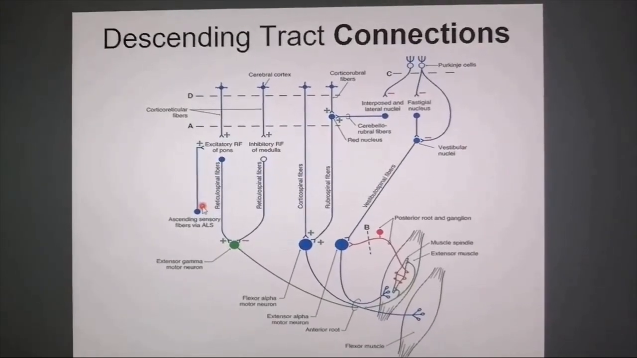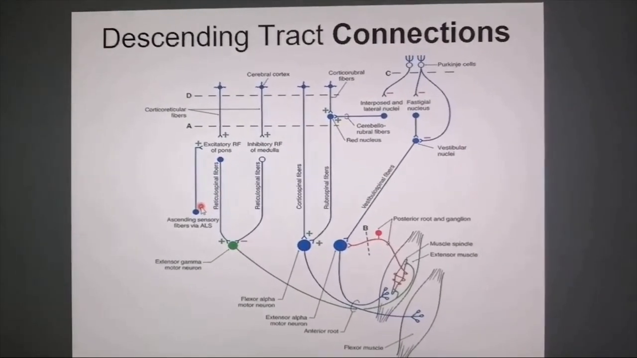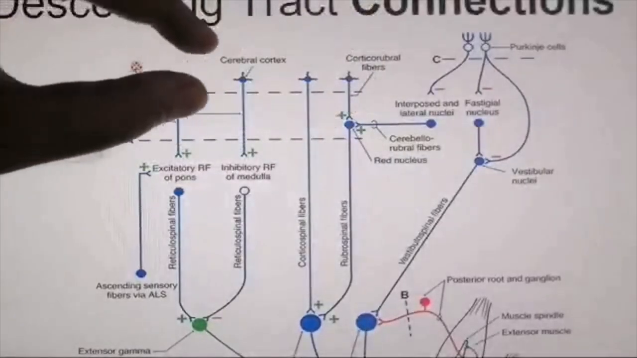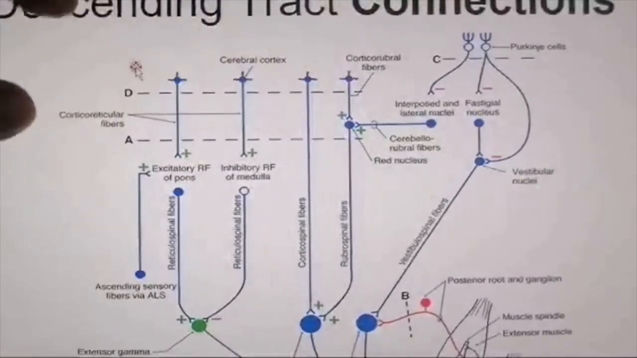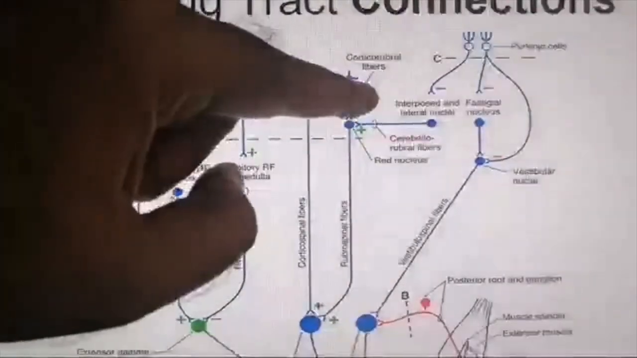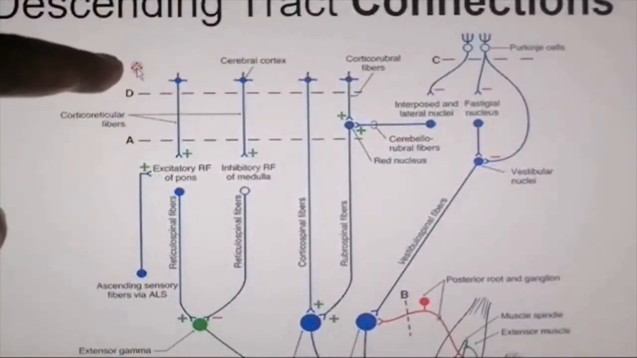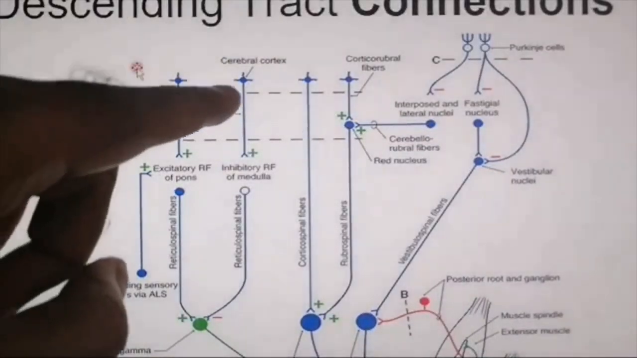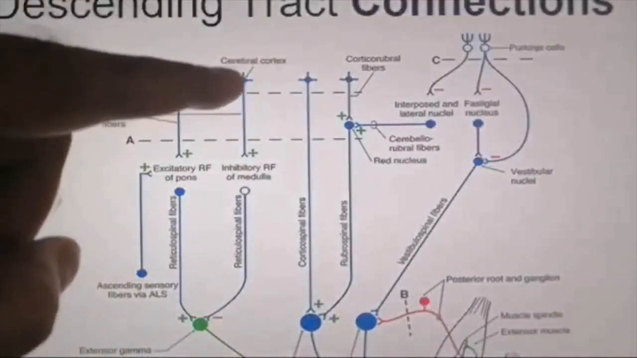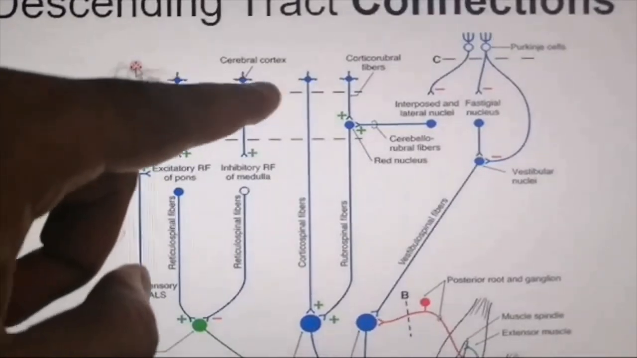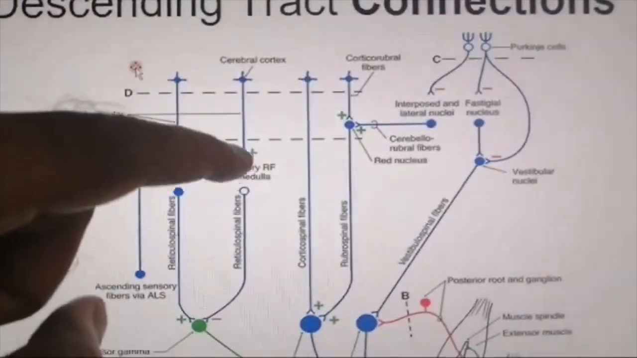This particular circuit diagram from Ganong will be a roadmap in today's lecture. This bit here, the cerebral cortex, okay? This dotted line is the cerebral cortex. Forget about the D and the A. Just look at the dotted line, okay? This is representing the cerebral cortex and the cells of the cerebral cortex, okay?